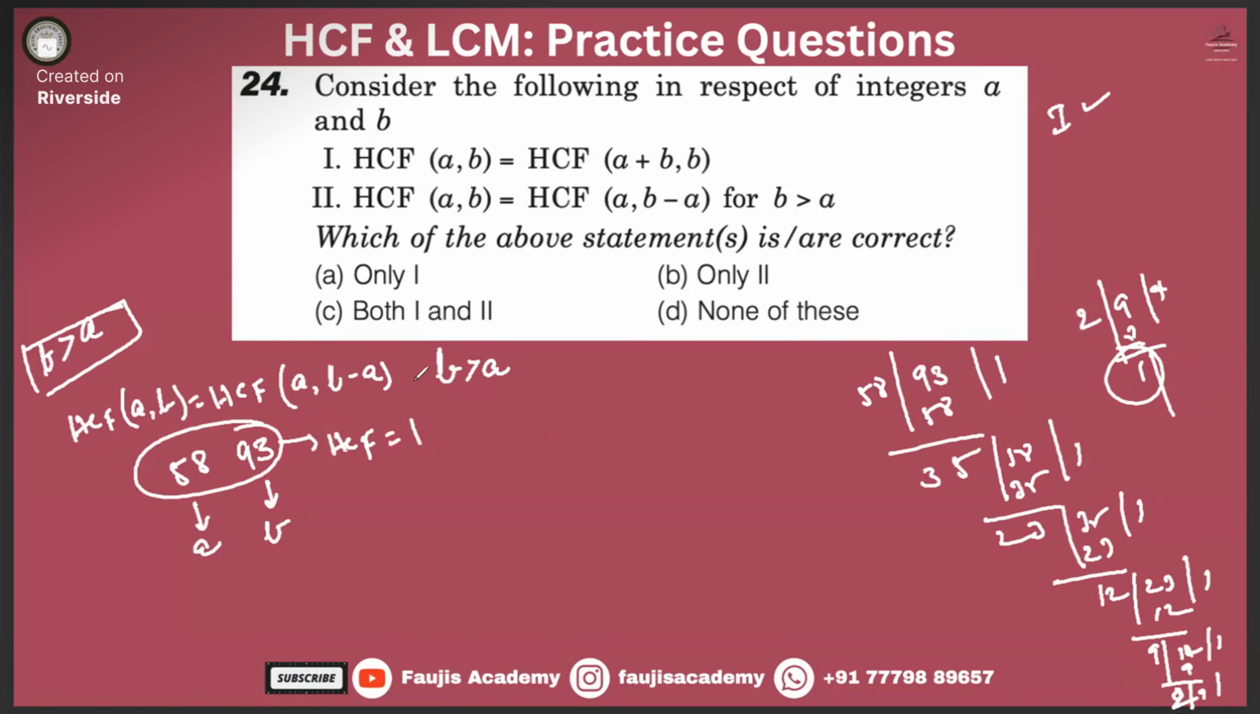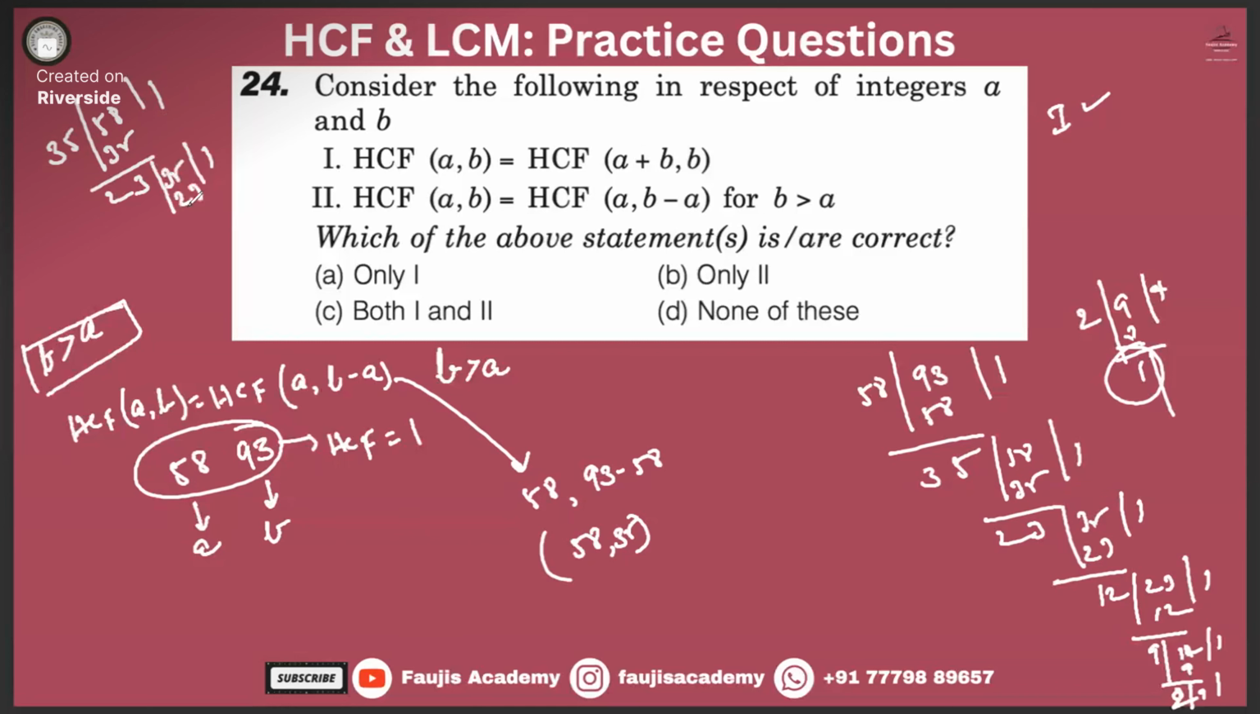And now, what is the HCF of A comma B minus A? 93 minus 58. How much is that? 35. So 58 and 35. What is the HCF of 35 and 58? It's going to be 1 only, right? From here, it will all repeat the same. So over here also your HCF will be 1.